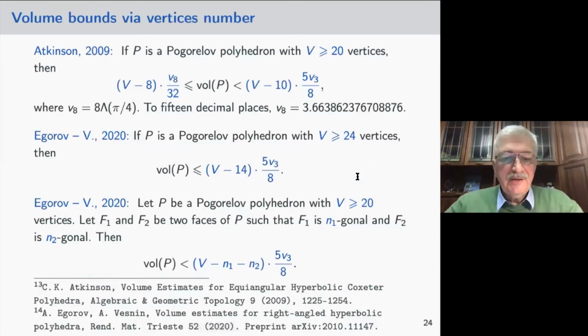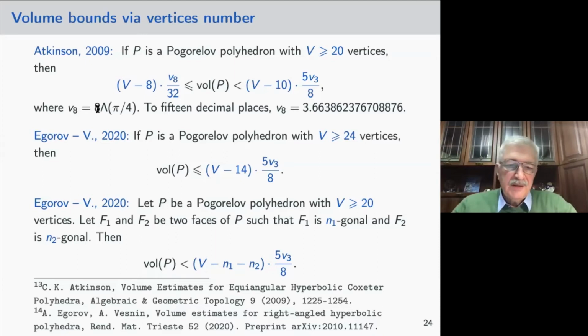And as I told, everything can be considered from a combinatorial point of view, since we have fixed dihedral angles. So I want to mention that if you know the number of vertices of your polyhedron, you can estimate the volume. And a very nice result was proved by Christopher Atkinson. So if you have a Pogorelov polyhedron, and you know that it has V vertices, where V is at least the smallest number of vertices, corresponding to the dodecahedron. So the dodecahedron has 20 vertices. So the lower bound looks like this one, and the upper bound is like this one. And there is a constant denoted by V8.